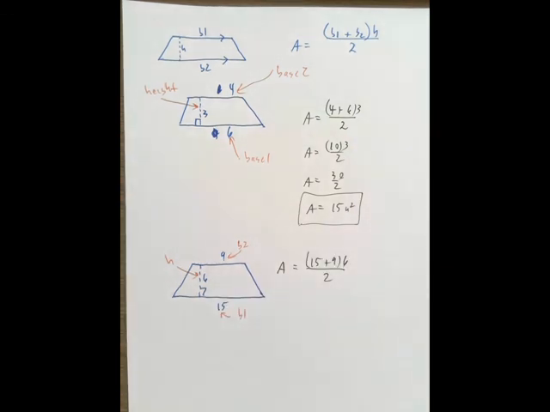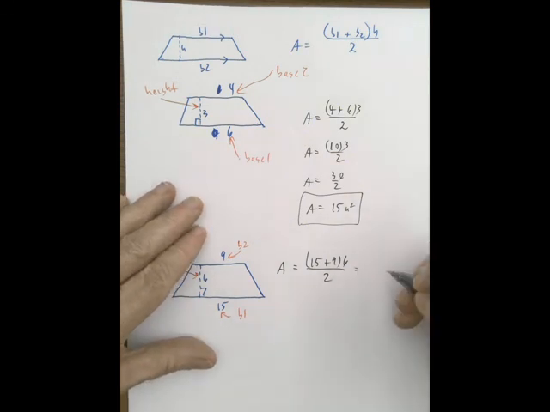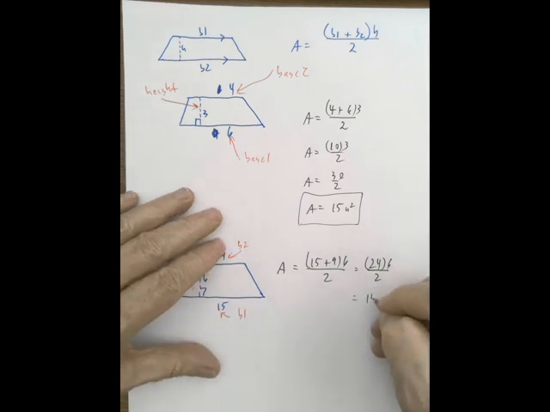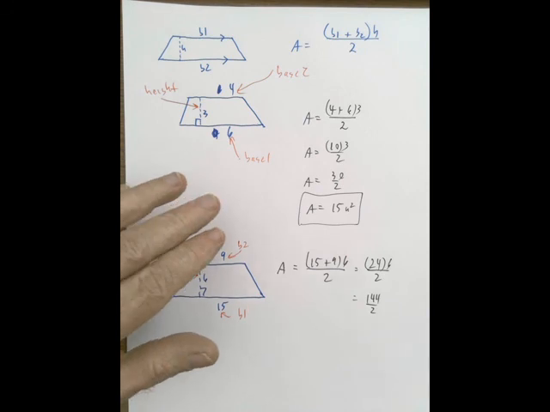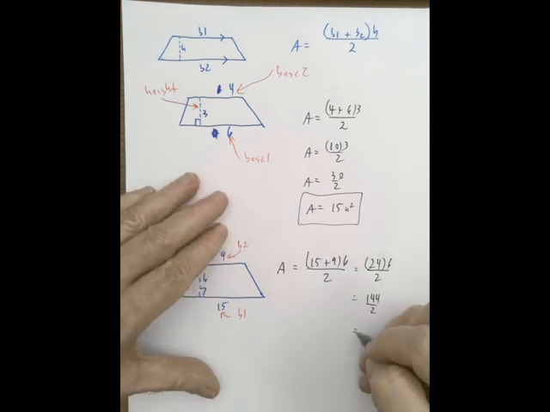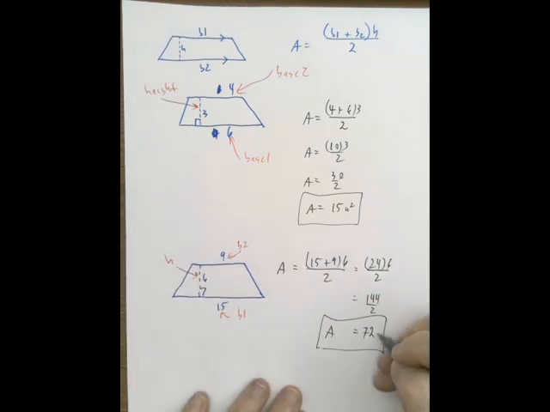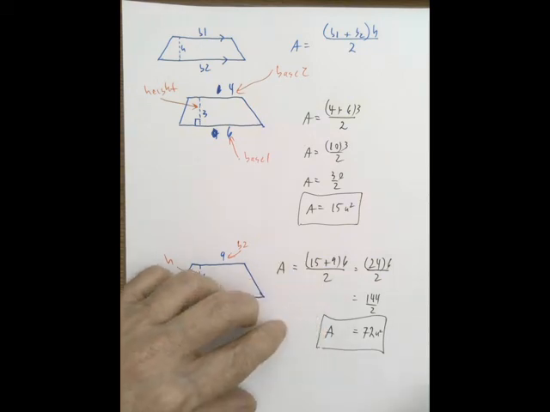That's the area, right? So 15 plus 9 is 24. And then times 6 divided by 2, right? Well, 24 times 6, according to Mr. Calculator, is 144. So that's 144 divided by 2. And 144 divided by 2 is 72. And so the area is 72. And again, square units, whatever they happen to be, feet or inches or miles or yards or whatever they are.